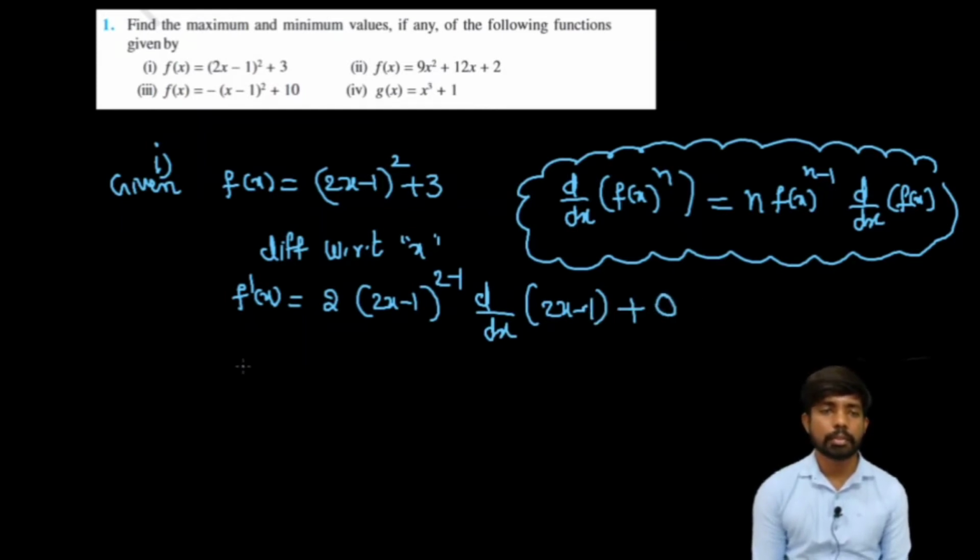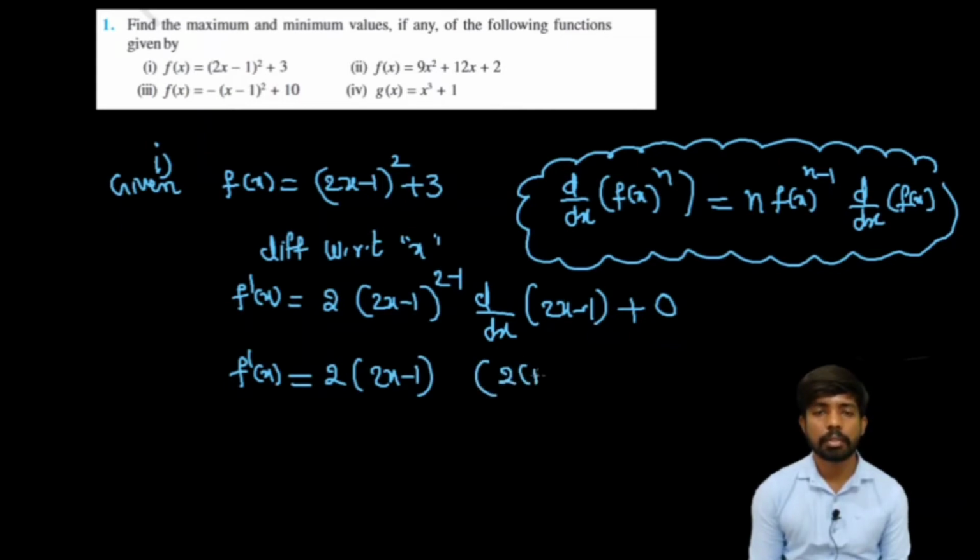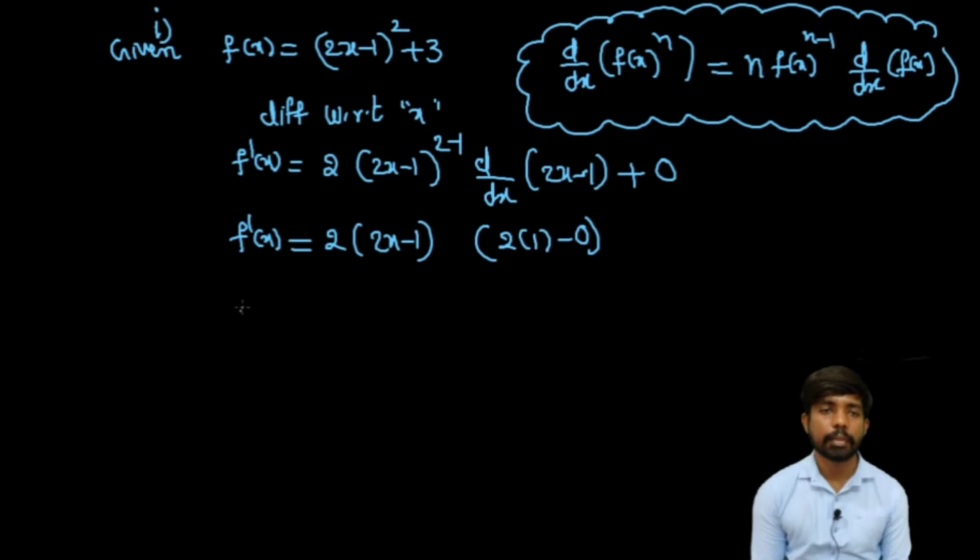So f dash of x is equal to 2 into 2x minus 1. The differentiation of x is 1. So 1 minus the differentiation of the constant, which is 0. I am not writing that 0. f dash of x is equal to 2 2s are 4, 4 times 2x minus 1.